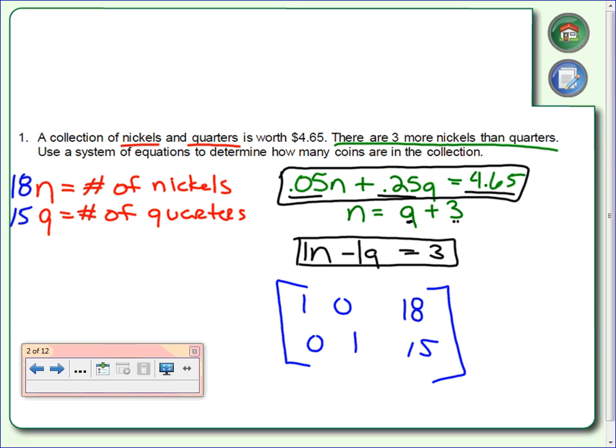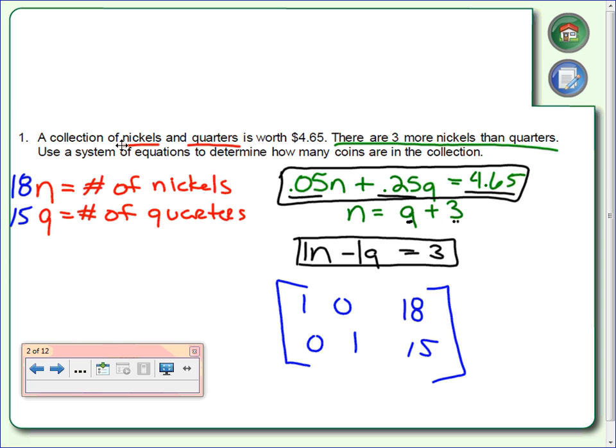Would this make sense here? Let's just check real quick. First of all, would that be 3 more nickels than quarters? Do I have 3 more nickels than quarters? Yes, I have 18 nickels and 15 quarters. If I were to add this up, since nickels are 5 cents and quarters are 25 cents, would I end up with $4.65? Yes, we would. So we know we have the correct answer because everything checks out. All right, so there's our answer to number 1, 18 nickels, 15 quarters.